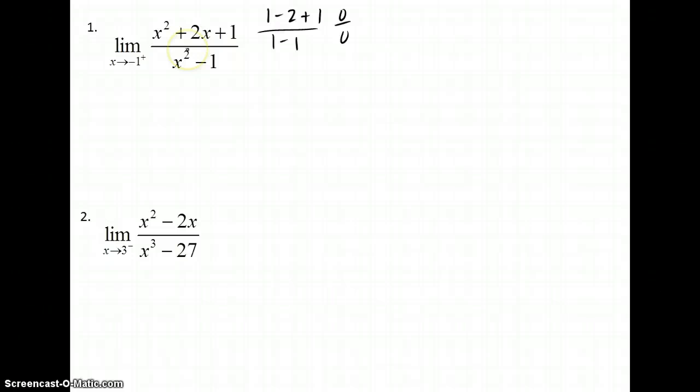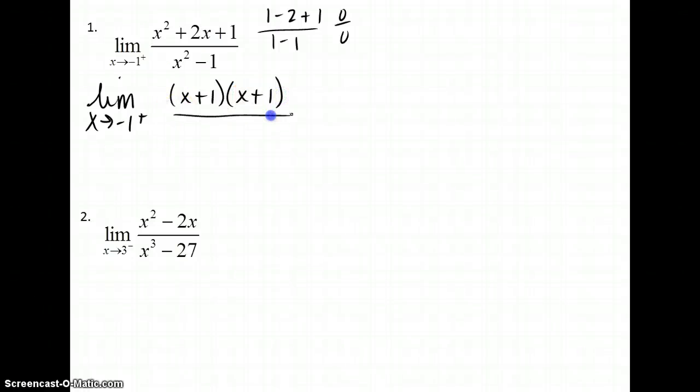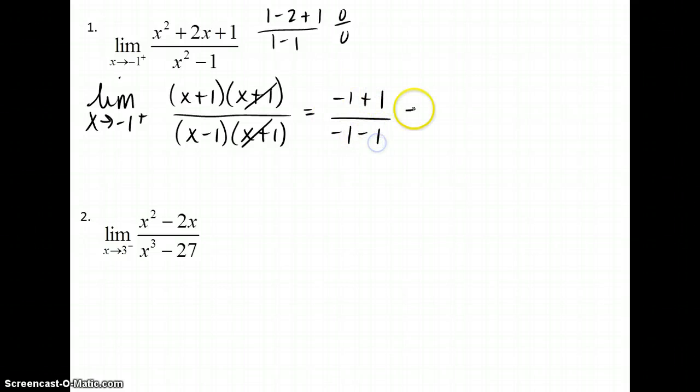So we can factor this expression. The numerator factors to x plus 1 times x plus 1. The denominator is the difference of perfect squares. Cancel out the factors and then make a resubstitution of -1. So 0 over -2, so the limit's 0. The only time a one-sided limit is positive or negative infinity is if direct substitution gives you number over 0.